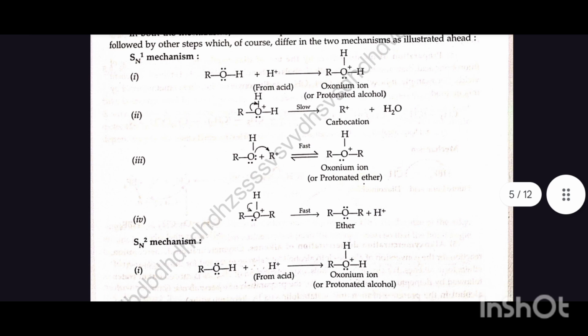SN1 mechanism is shown. ROH plus H positive gives the oxonium ion or protonated alcohol. Then, in a slow reaction, it gives carbocation and water. Then the alcohol will react with the carbocation and give the oxonium ion or protonated ether. The fourth step involves the protonated ether. In a fast reaction, ether will be produced and H positive will be released from the reaction.